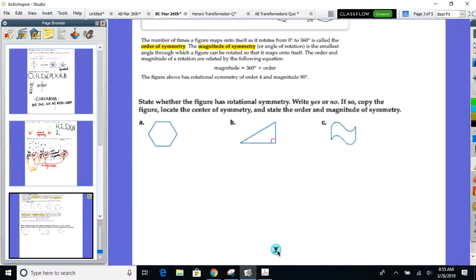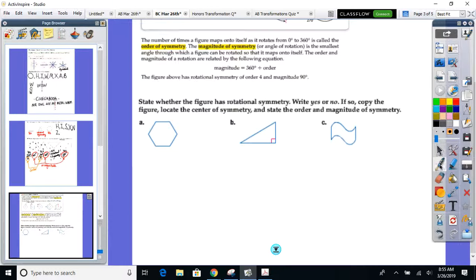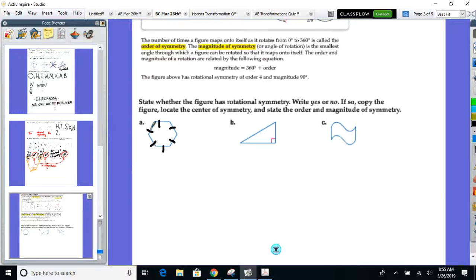All right, real quickly. State whether it has rotational symmetry. If it's yes, we're not going to copy the figure. State the order and magnitude. So let's go back to my regular hexagon now. We said previously, yes, it does have rotational symmetry. The order, again, how many times can I rotate this and get this figure back? 6 times. So the order is 6 with a magnitude, the minimum degree measure, 60 degrees.